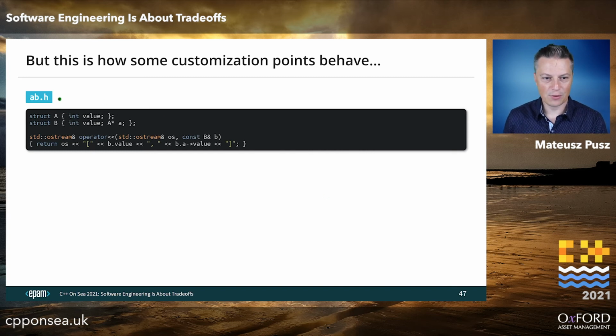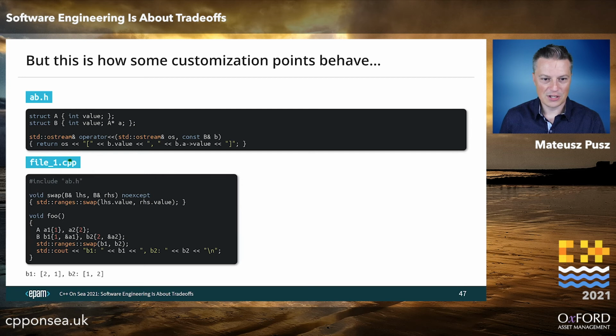Let's, for example, consider some A-B header that defines A and B. A has some value, B has a value and a pointer to A. And it provides a streaming operator, how to print it. And in one translation unit, we provide swap. And we are specifying that we want to swap only the values of B, and we are not swapping the pointers of A.